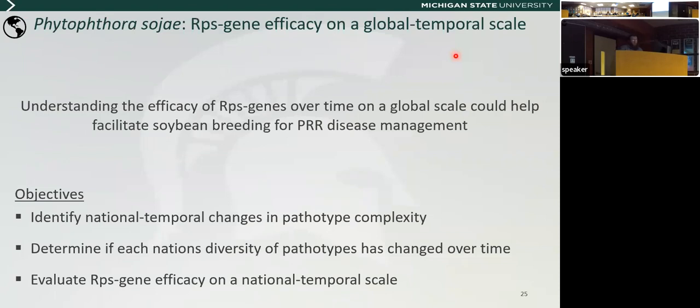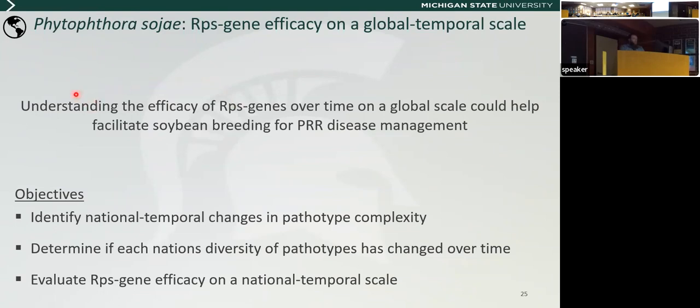So from our study in Michigan and talks with other states around the US, we started to wonder if this increase in pathotype complexity and loss of the RPS 1C and 1K resistance genes was something specific only to the US, or if this was something that we're observing across countries that actually use these 2 resistance genes for management.